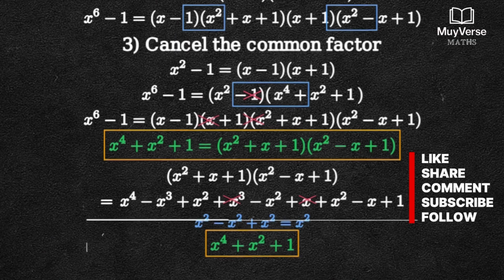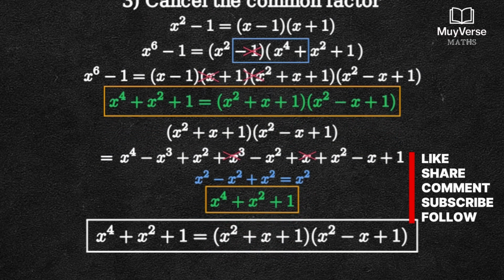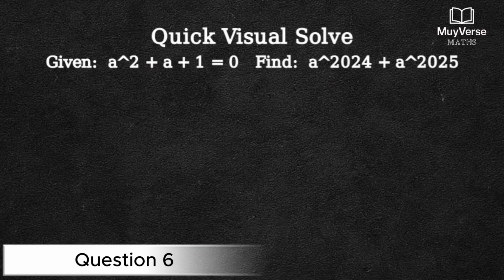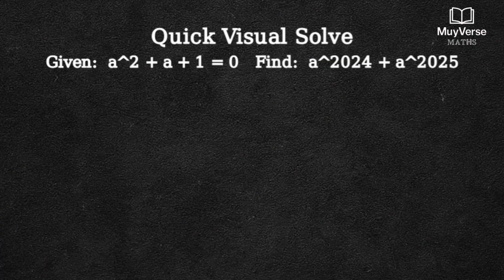Final answer. x to the fourth plus x squared plus 1 equals (x squared plus x plus 1) times (x squared minus x plus 1). Done. Given that a squared plus a plus 1 equals 0, our goal is a quick, visual, step-by-step solution.